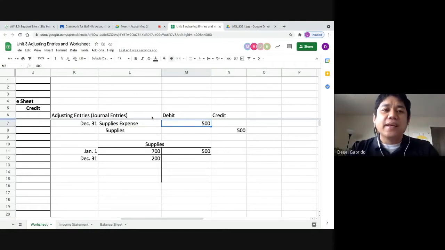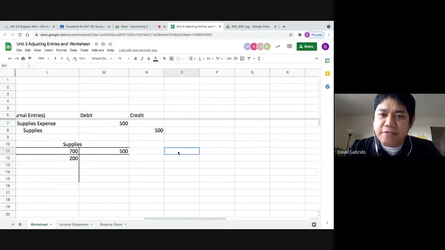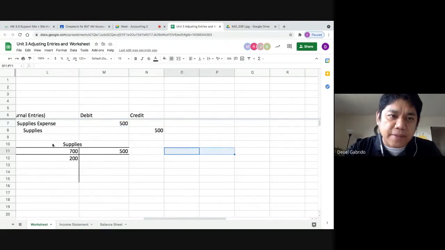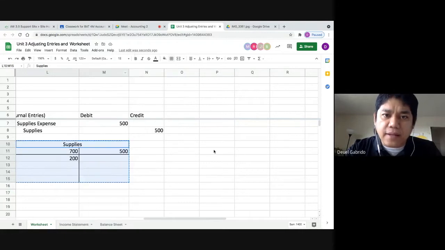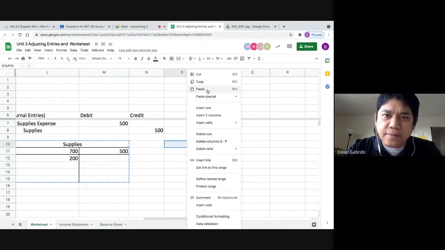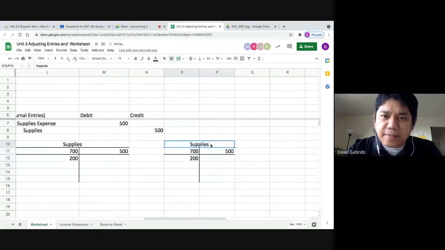That's why the purpose of adjusting entries is to correct the amount in the worksheet. Do you understand that? So I'll be making another T account here for the expense. Let me just copy this, and then I'll just take out some stuff. This one is supplies expense, right?